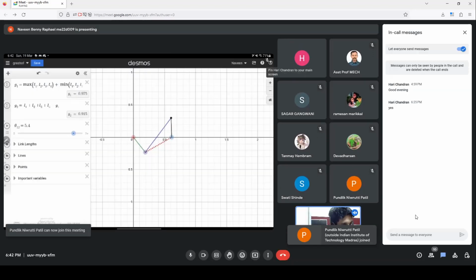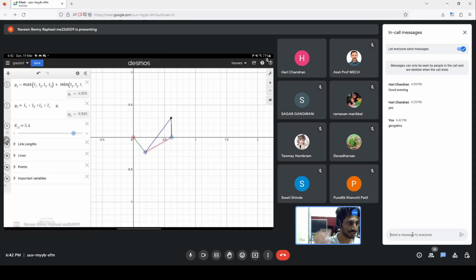In addition to Desmos, there's also one thing called GeoGebra. I find GeoGebra a lot more scary than Desmos, so I use Desmos. But GeoGebra gives you a lot more power and analyzability. Like in GeoGebra, I can select these two lines and tell you what the angle is between them and things like that, which is very difficult to do in Desmos.